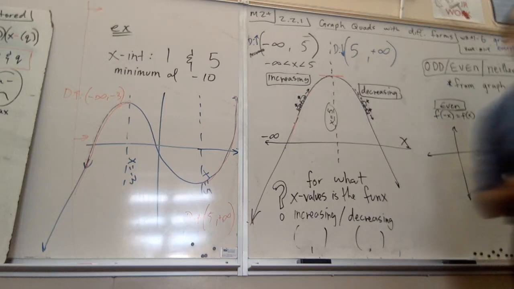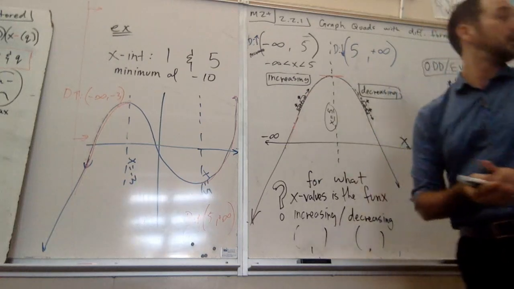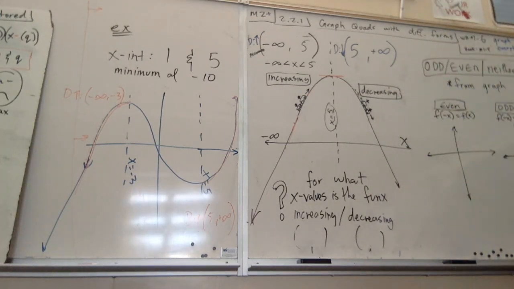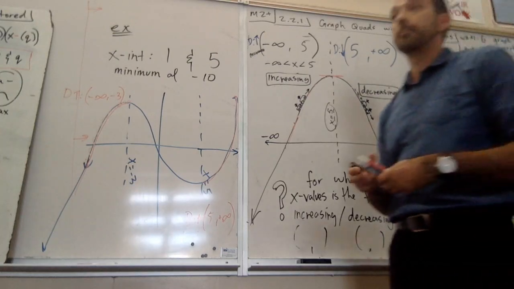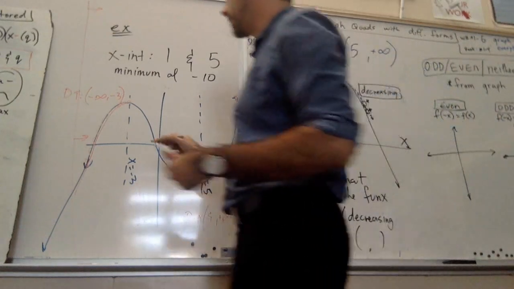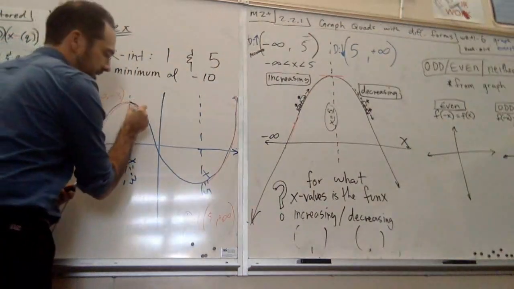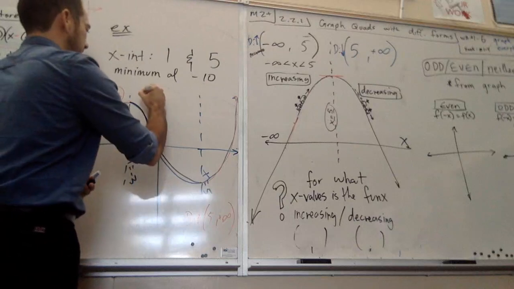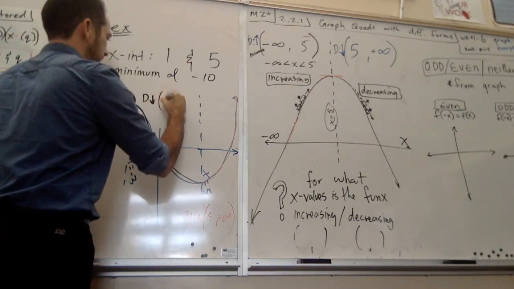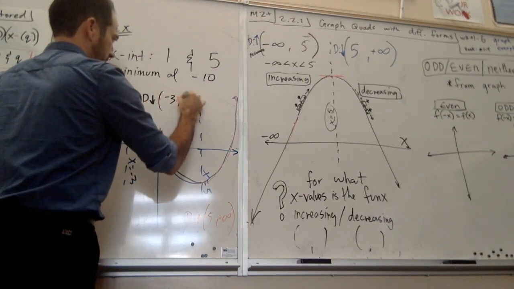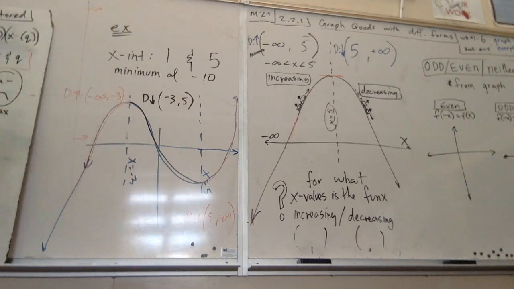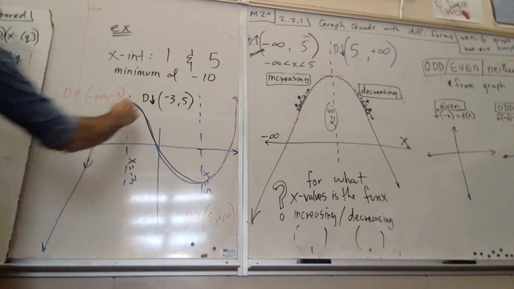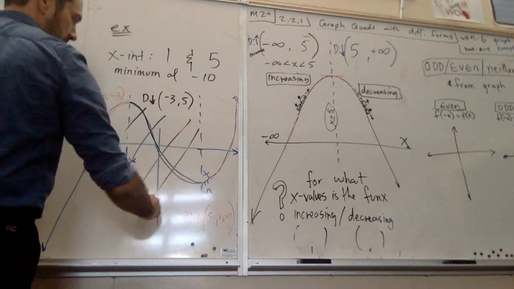Under what interval is it decreasing? Under what interval is it decreasing? I'm going to do that one in black. Angie, help me out. Between -3 and 5, it's decreasing. So I'd say the domain is decreasing between -3 and 5. You see, we're just taking the intervals. Here, basically, it's all decreasing. Okay?